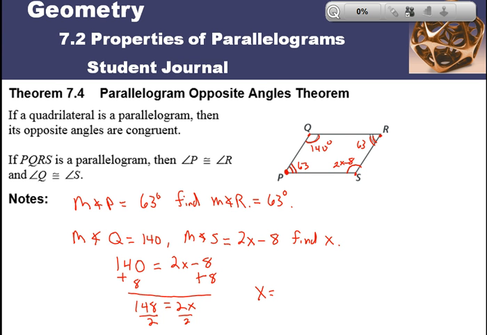So let me check that out on the calculator. Gotta turn the calculator on first. So 148 divided by 2, and sure, we get x is 74. So x is 74. So there we did one with a little bit of algebra. Okay, so we've learned now that opposite sides are parallel, opposite sides are equal, and opposite angles are equal. So let's see what's next.